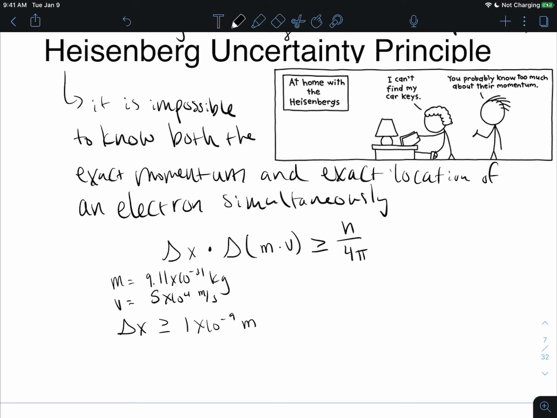Now, that seems very, very small until we think about the diameter of a hydrogen atom. The diameter of a hydrogen atom is equal to 1 times 10 to the negative 10 meters. So the uncertainty in the location of an electron is greater than the diameter of a hydrogen atom. So we basically have no idea where an electron is if we know its velocity. Okay, so instead of talking about exact locations of electrons, we talk about the location of an electron in terms of probability.